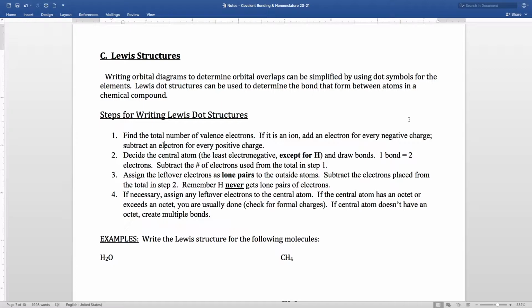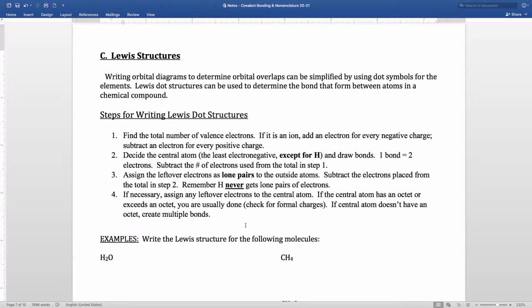Now, what we're doing is we're going to take the different atoms and we're going to basically get an understanding of where the electrons are and which ones are bonded and which ones are non-bonded. Okay. Now there's going to be steps to do this.